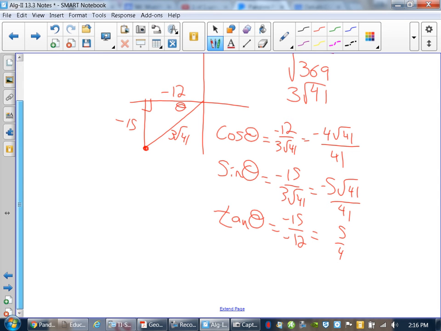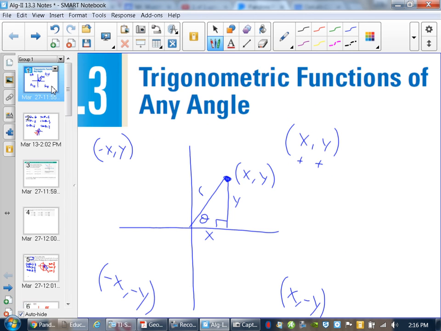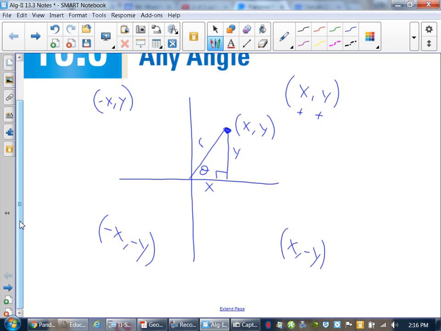So, yeah, always. Did you notice something in this third quadrant? Cosine was negative, sine was negative, but what was tangent? It was positive. The reason was, if you go back to what we did at the very beginning, tangent was y over x. What's a negative divided by a negative? It's positive. A positive divided by negative is negative, a positive divided by positive is positive, a negative divided by positive is negative.